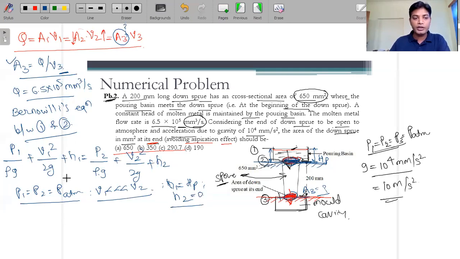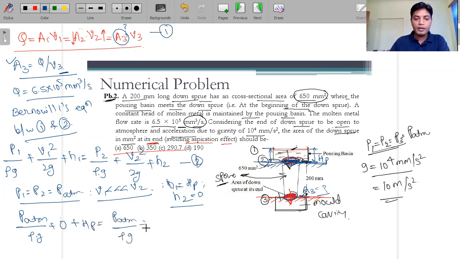Just put the values in this equation. This is equation number 1 and this is equation number 2. Putting these values into equation number 2, we get P atmospheric by rho g plus V1 square by 2g, which we can eliminate as it is 0, plus H1 equals HP. That equals P atmospheric by rho g plus V2 square by 2g plus H2, which is equal to 0.